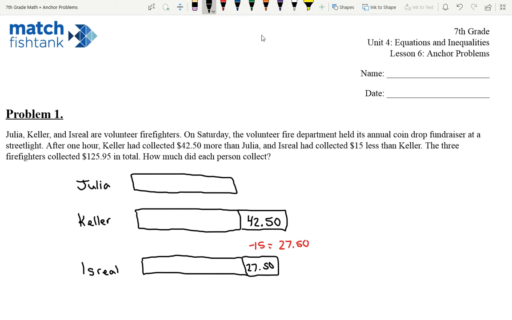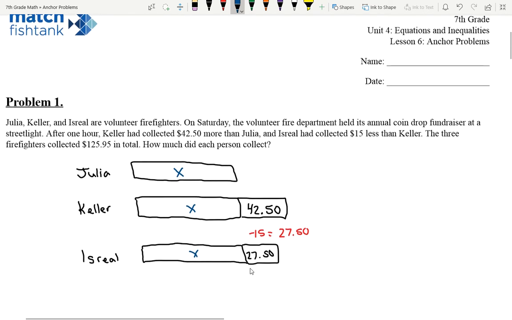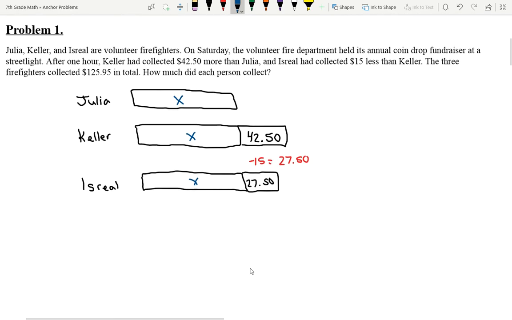All right, so now you may be wondering, okay, that's fine and all, but how do I get to what I'm looking for? What if we call Julia x? Keller would then be x plus 42.50, and Israel would be x plus 27.50. And so I could set up an equation to solve this. I would have x plus 42.50, so we have Julia's plus Keller's plus Israel's x plus 27.50.